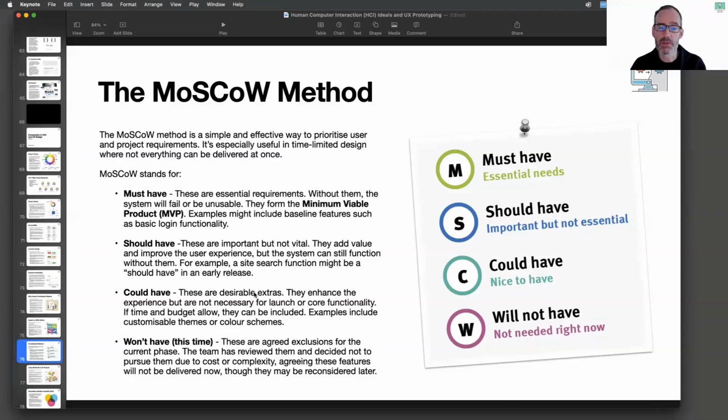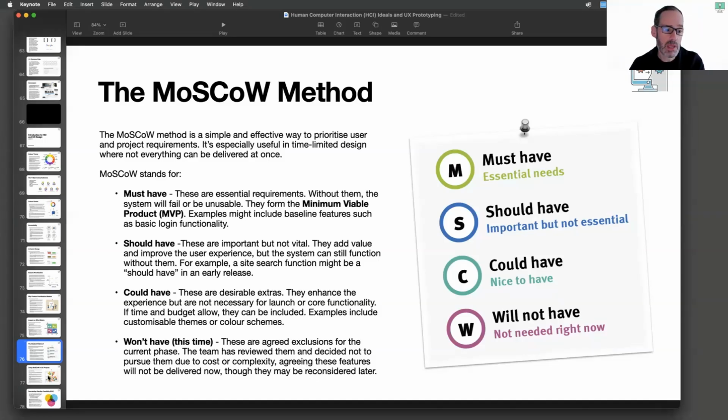Your could have features, these are desirable features. They're nice to have and they enhance the experience. Examples here could be your website, application or interface having customizable themes and that sort of stuff. Your won't haves are agreed exclusions. So remember, you would revisit this constantly and you would say, well, we're going to exclude this for now, but we're going to maybe revisit this later.